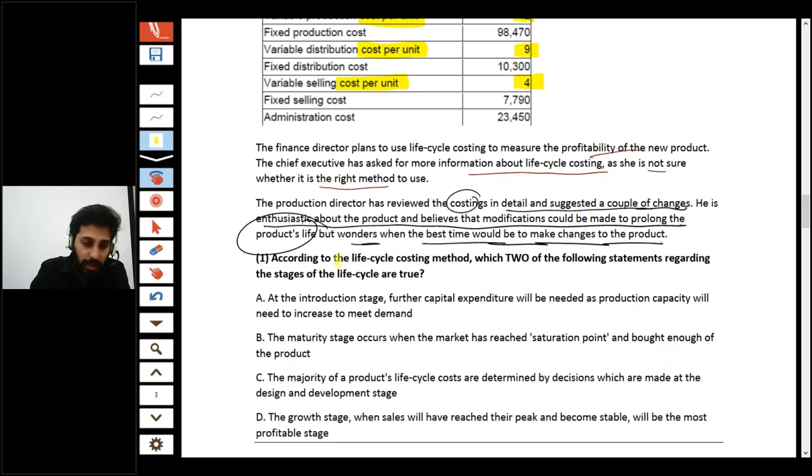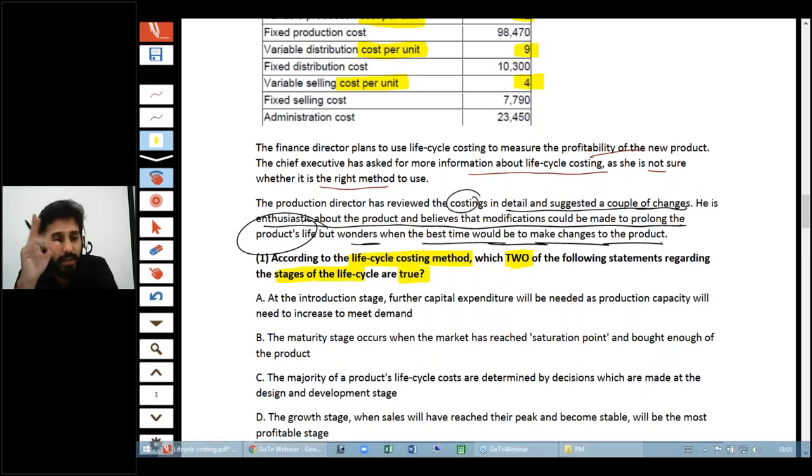Number one, according to the life cycle costing method, which two of the following statements regarding the stages of life cycle are true? You need to identify and pick up the two statements which are correct with respect to the stages of life cycle, right? So go through all these 4 points, and then I will be solving this.